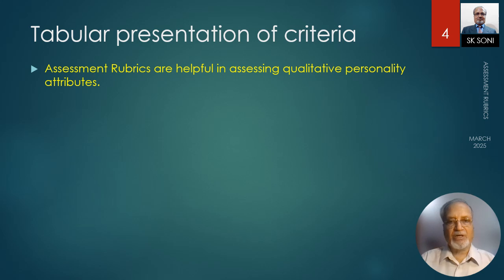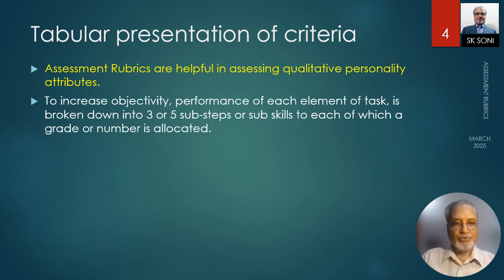Tabular presentation of criteria. Assessment rubrics are helpful in assessing qualitative personality attributes. To increase objectivity, performance of each element of a task is broken down into 3 to 5 steps or sub-skills, to each of which a grade or a number is allocated.